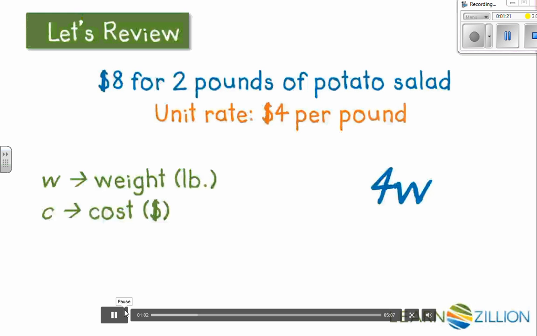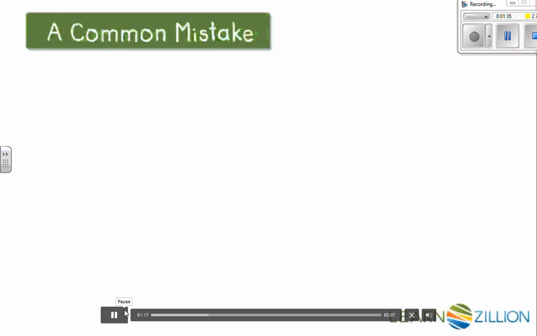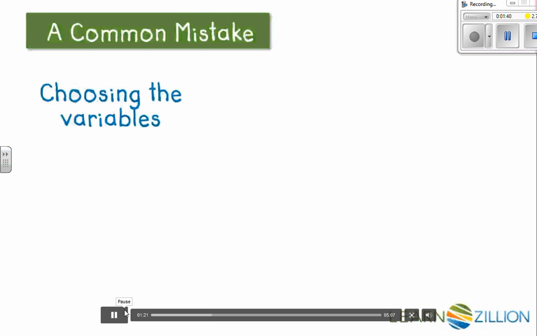You pick a second variable to represent the dependent variable, the cost in this case, and you set 4W equal to that second variable. So the equation is that the cost is equal to 4 times the number of pounds. There are a couple of common mistakes we need to be careful about.